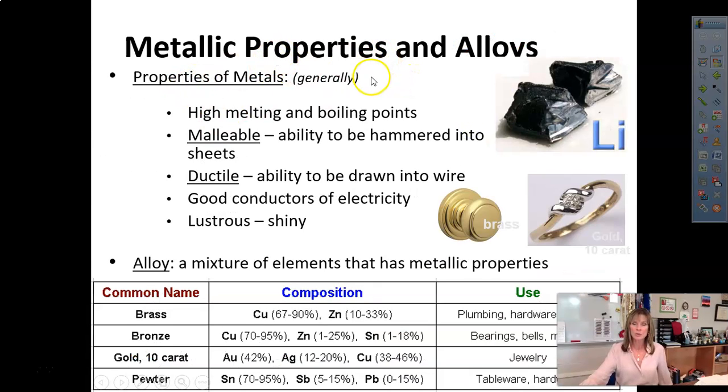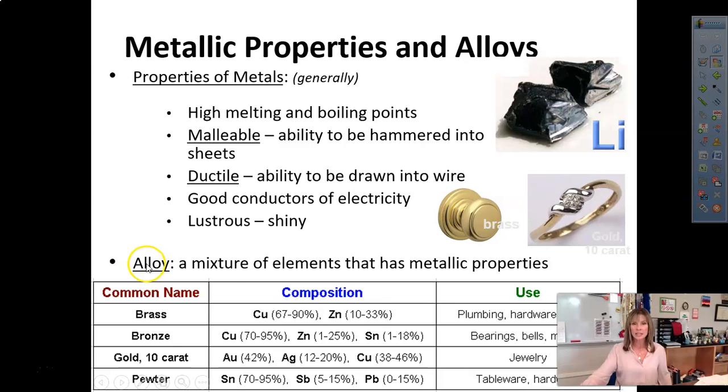Properties of metals, again, more metals. They have high melting and boiling points. They're malleable. Metallic compounds tend to be malleable. They can be bent. They can be shaped, hammered into sheets. Ductile means that they can be made into a wire. Copper wire is made of copper. So they're ductile. They can be made into wire. They're very good conductors of electricity, and they tend to be shiny when you polish them up nicely.